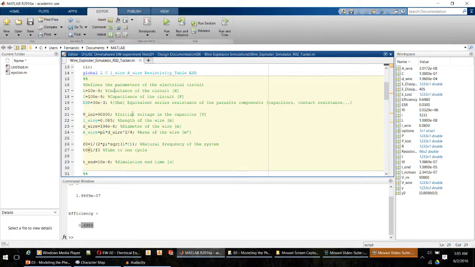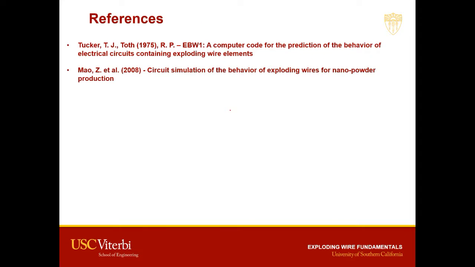We don't know. So these are the limitations of this model, and I think now you can see the limitations too. So I'm going to leave you with the references that I have here.